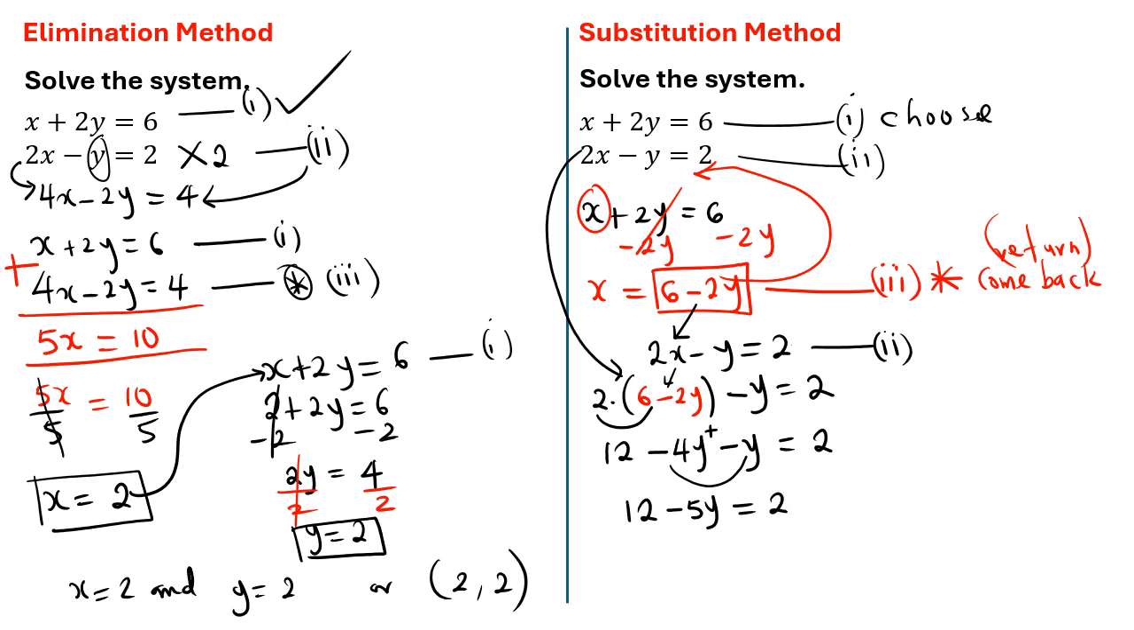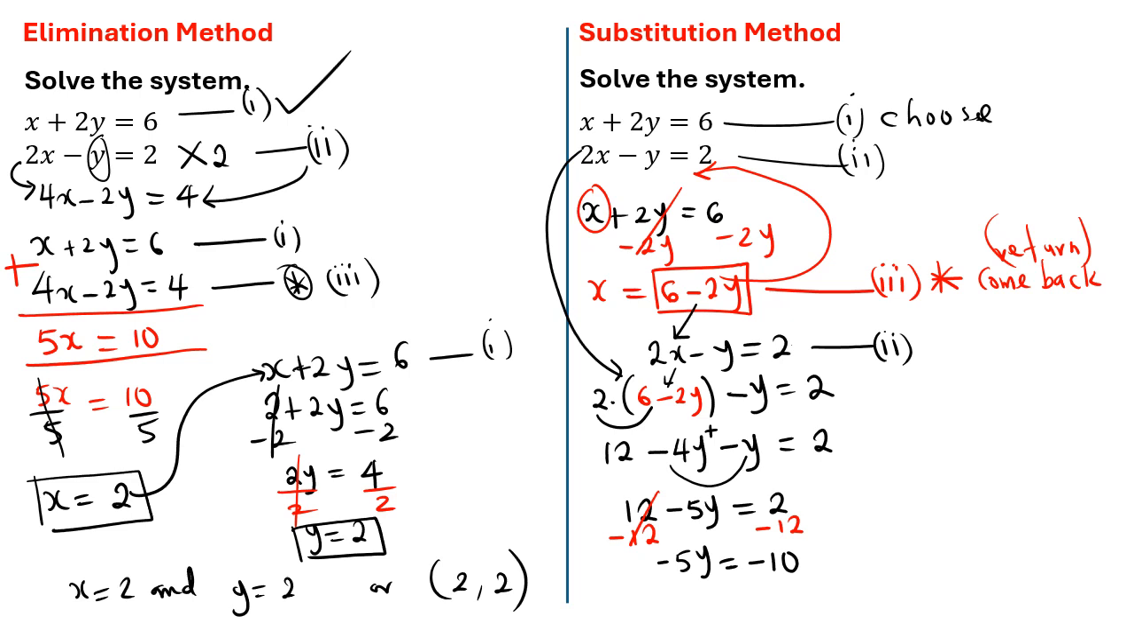So what I'm going to need to do here is subtract 12 from both sides. Subtract 12 and subtract 12. Cross that out. So what I have left is equal to 2 minus 12. Be careful not to do positive 10. All right, so 2 minus 12 is negative 10.